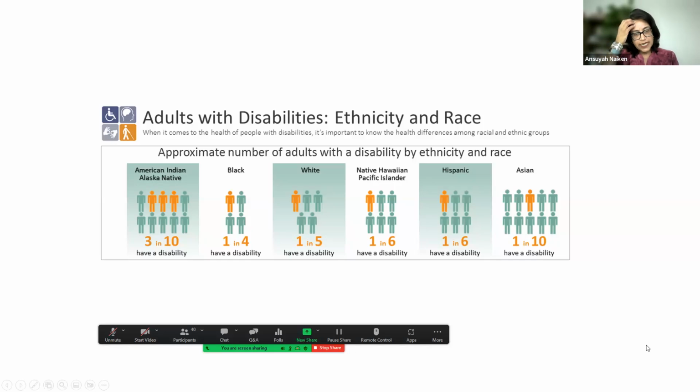So what I'm going to do for the next few minutes that I have is to actually just focus on some of those cultural stigmas that the Asian communities might have when it comes to disabilities.